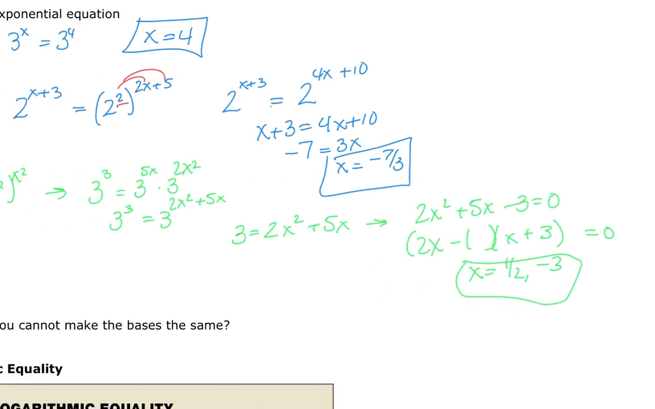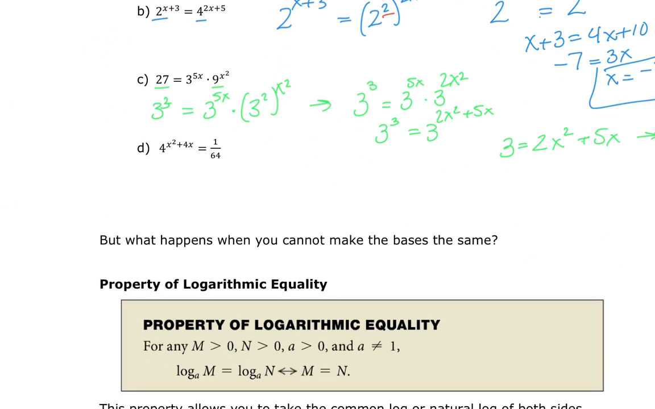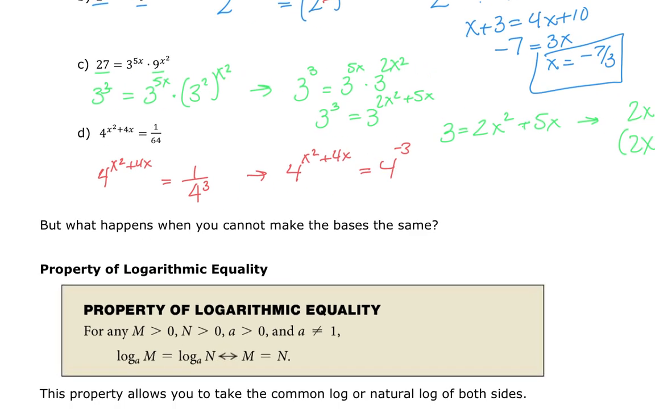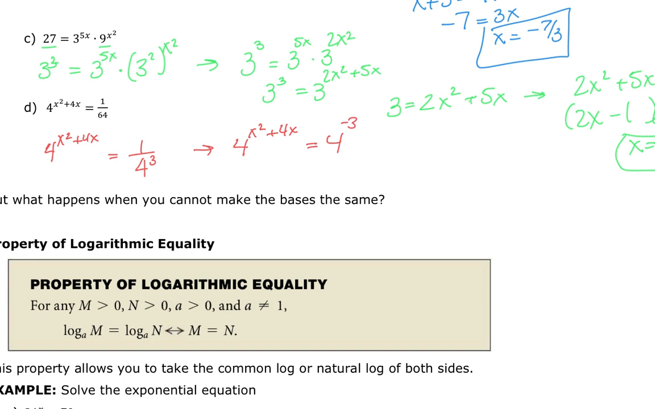So those are my two choices there. And then this, I'm going to rewrite this 64. So I have 4x squared plus 4x is equal to, since this is 1 over 4 to the third, this becomes 4x squared plus 4x is equal to 4 raised to the -3 using the rules of exponents. Because I know that if I have a to the -n, this is 1 over a to the n. So then this becomes x squared plus 4x is equal to -3.